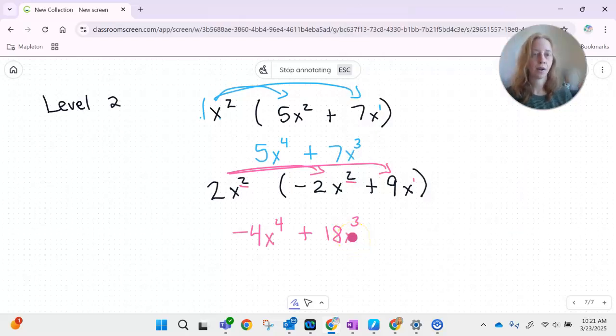Okay, so hopefully now you can say, I can use the distributive property. And let me know if you have any questions. Go do your practice.